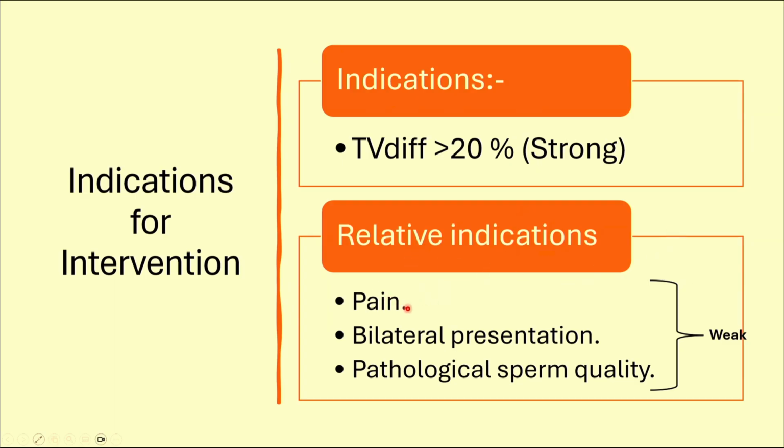The reason they keep it as a relative indication is, number one, they found that 20% of patients who underwent surgery have persistence of this pain. Number two, there's no clear correlation between pain and varicocele. Another relative indication is bilateral presentation. They did not elaborate much on that. And the last one is pathological sperm count.